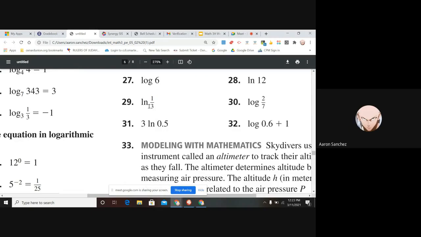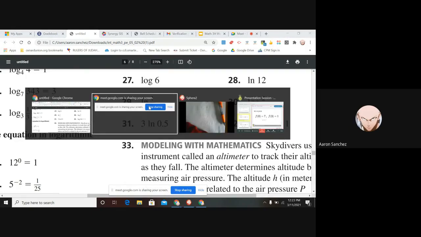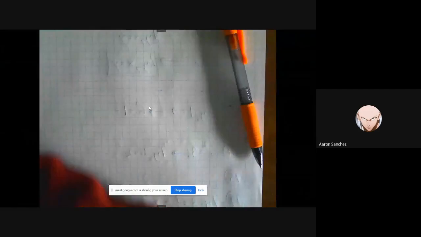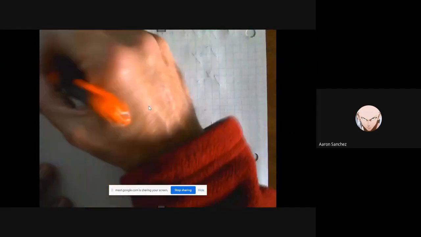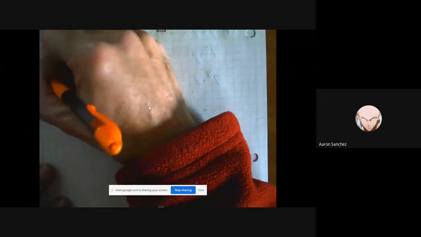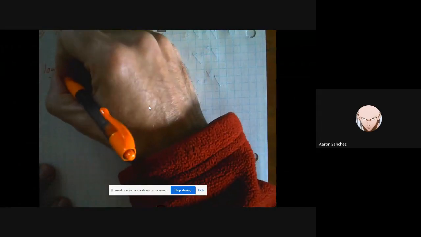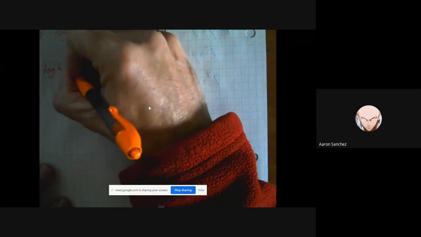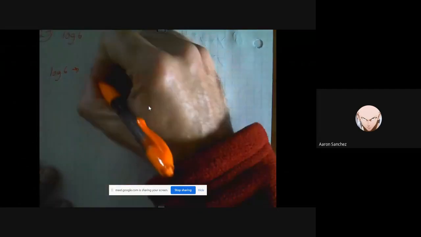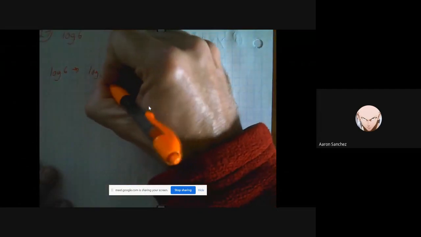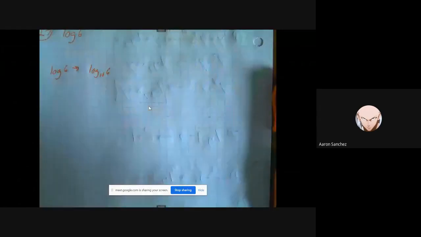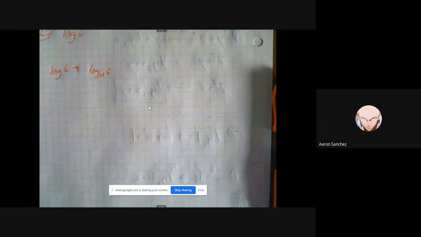If there's no base on a natural log, LN stands for natural log, it is log base e. What the heck are you talking about, Sensei? So let's say log 6 is really equal to log base 10 of 6. Okay? So that's what that is. It's just a log base 10. It's kind of like how they say x equals 1x.